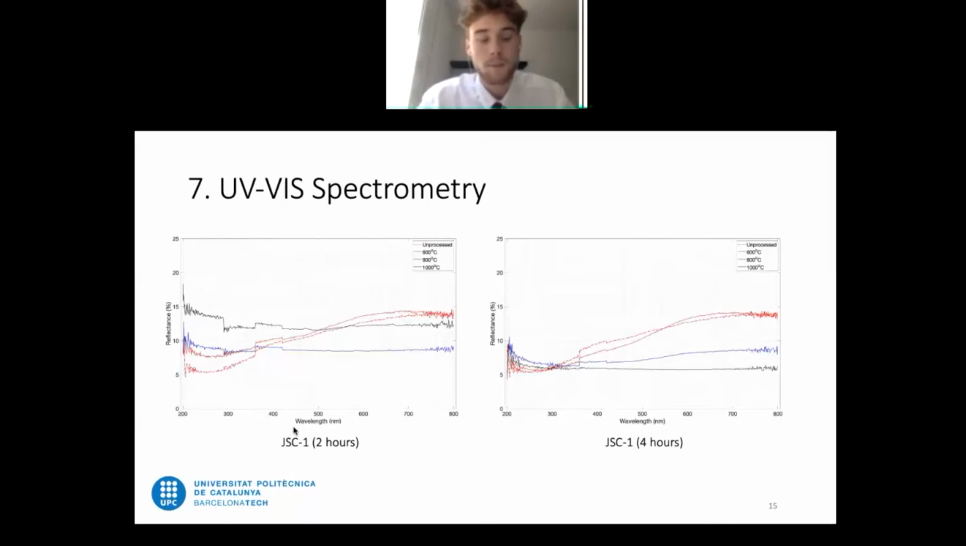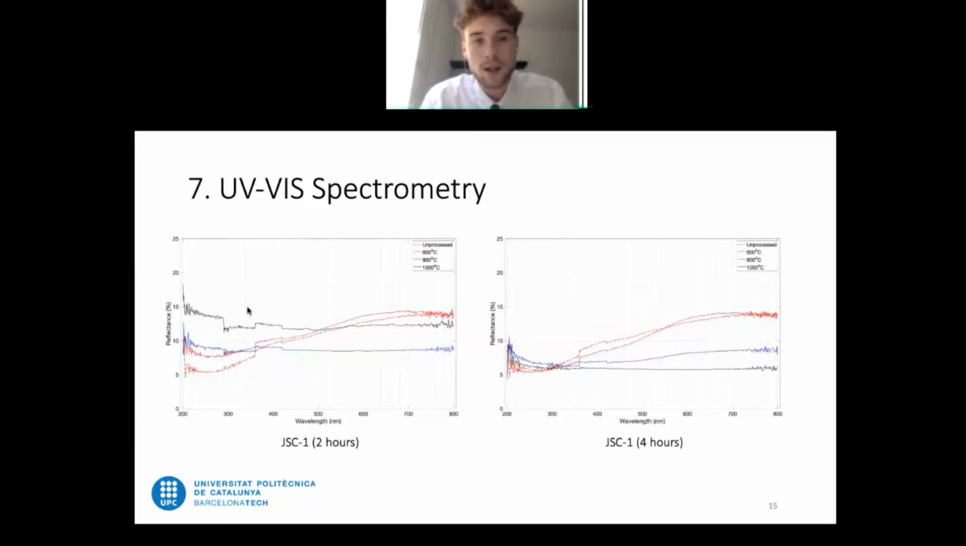These are the two reflectance spectra that were gained when viewing the JSC1 when reduced for 2 hours and then reduced for 4 hours. We can see that there's an increase in reflectance for the 1000 degree sample when run at 2 hours, which, again referencing an image of how metallic iron impacts the reflectance, once metallic iron is greater than 100 nanometers, it starts to get more and more reflectant. So this increase in reflectance could correspond to the presence of metallic iron being greater than 100 nanometers in size.